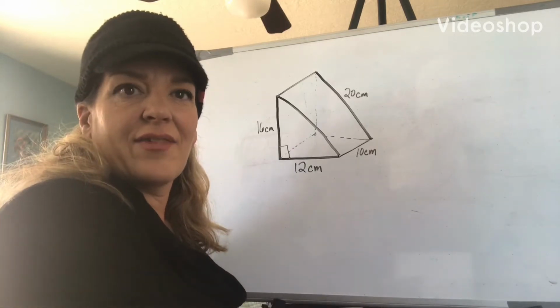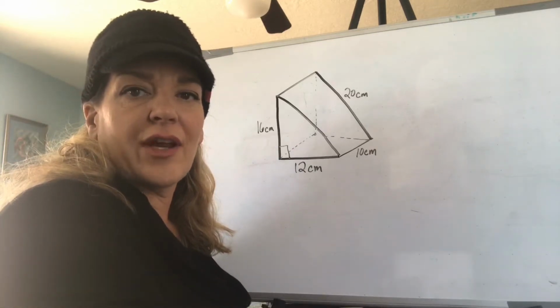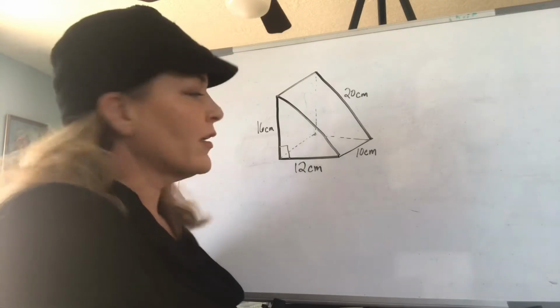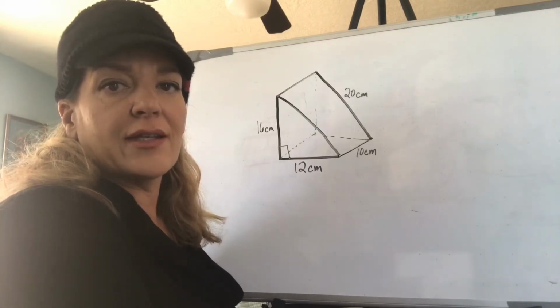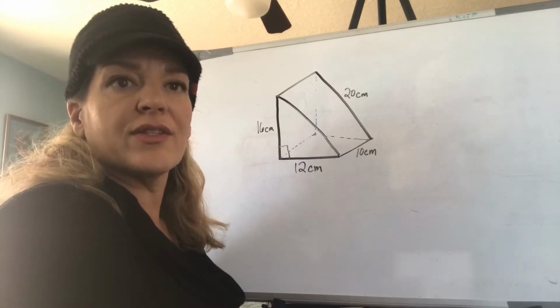Hi guys, this is FLN 9, surface area of triangular prisms. So we've been talking a lot about nets and surface area, and I wanted to give you a different way of calculating the surface area of nets.